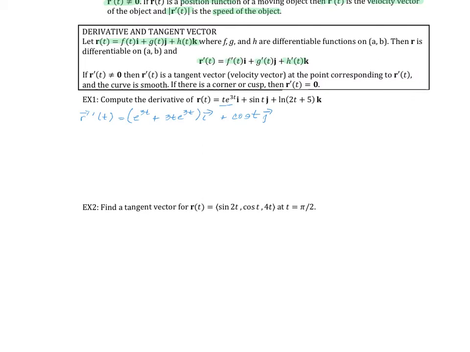And then natural log of 2t plus 5. So remember, when we look at the derivative of natural log, it's always going to be 1 over the argument times the derivative of the argument. So in this case, the derivative of 2t plus 5 is just 2. I'm just going to write 2 here. And that would be our k component. I'm actually done. So that's how you compute the derivative for a vector. Really, really simple. Let's try another example.